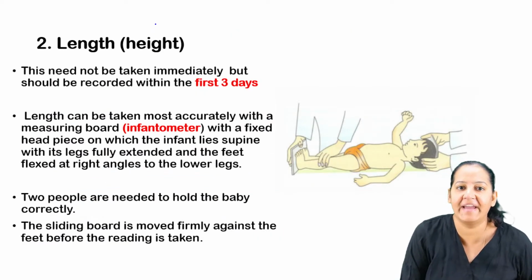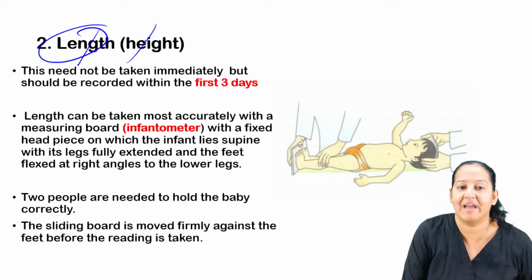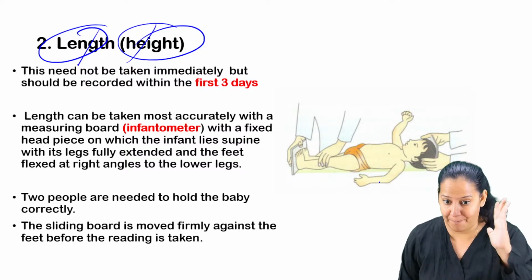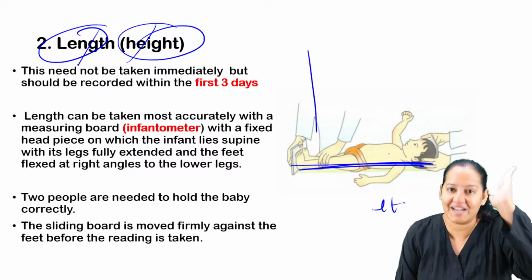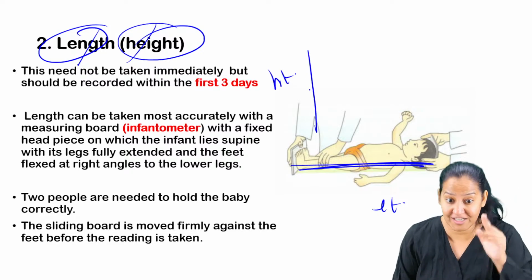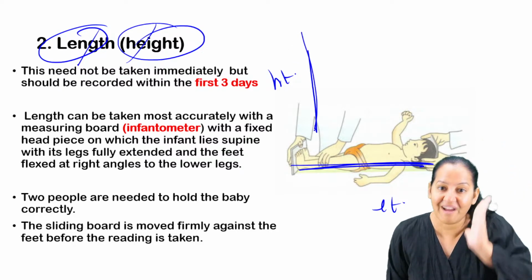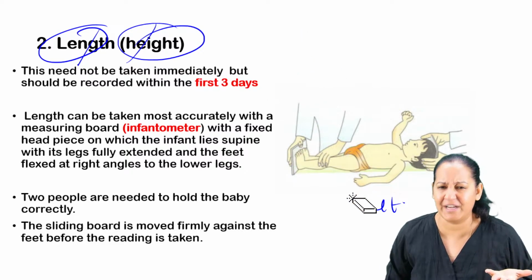Coming to the height or length. Okay. Up to 2 years, we call it length, and after 2 years, we call it height, because up to 2 years, the baby can't stand properly. So in lying down position, it is known as length, but in standing position, it's known as height. After 2 years, the baby can stand. So after 2 years, I will call it height. Before 2 years, when it is lying down, I will call it length. So length or height, one and the same.